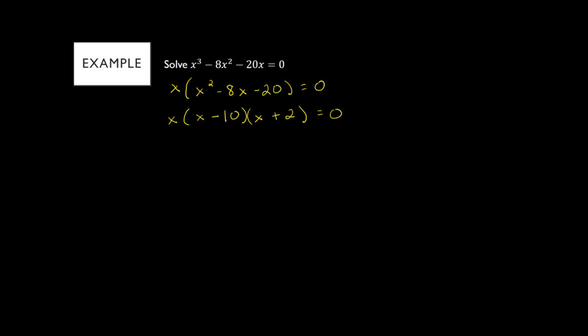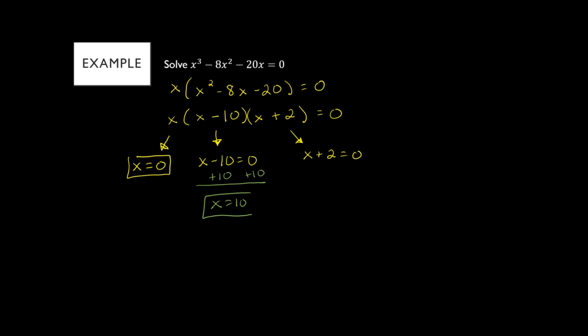So for the zero factor property, just like I had before, everything gets set equal to 0. On the previous example, we had 2 equals 0, but now we get x equals 0, and that gives us a new answer. Then we have x minus 10 equal to 0, and then we have x plus 2 equal to 0. So we already have one solution here. I don't even need to solve that. But I do need to solve the second and third equations here. So I get x is equal to 10, and then I subtract 2 and get x equals negative 2.